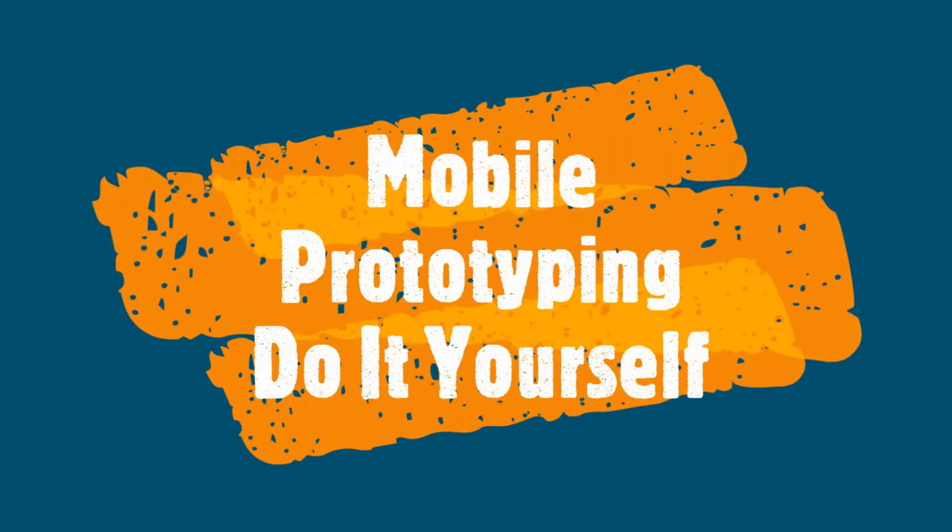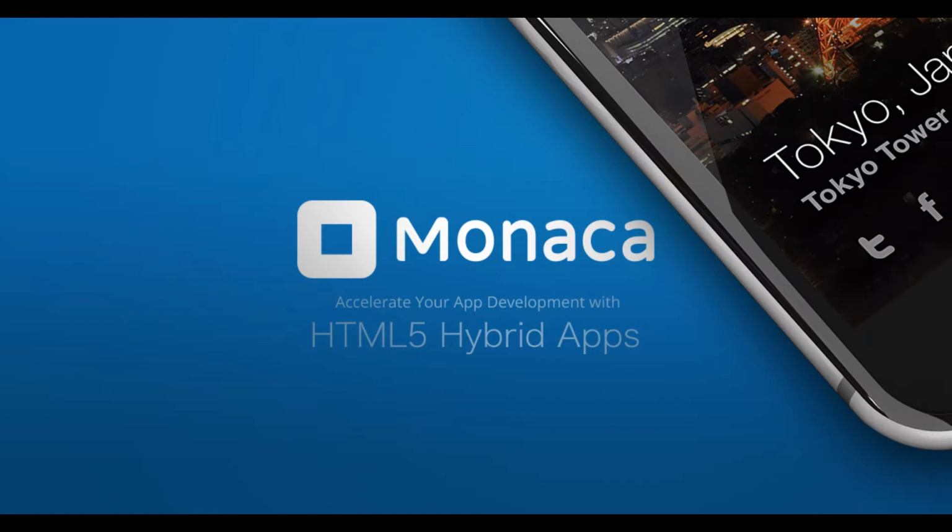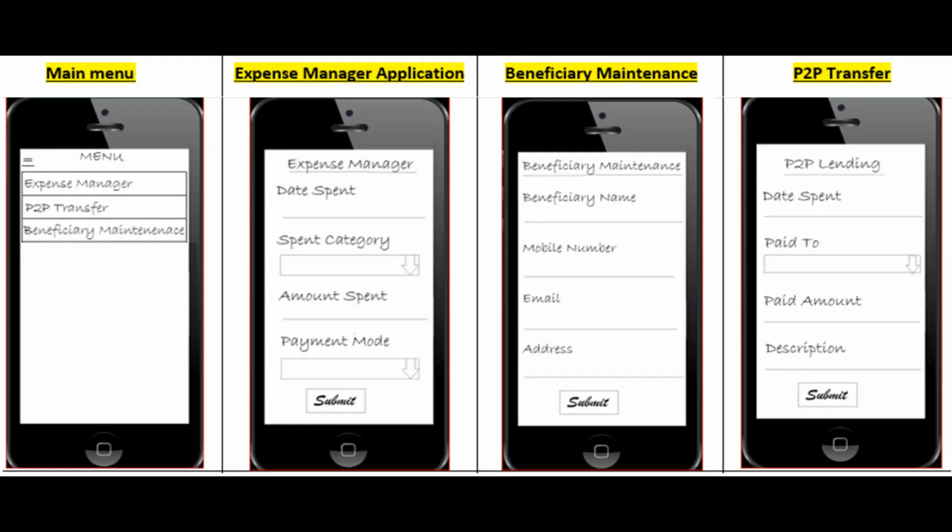In this mobile prototyping lab, you will be designing and developing a simple personal finance manager prototyping application using the Monaca tool. Monaca is a collection of software tools and services for building and deploying HTML5 mobile hybrid apps. Monaca is a handy tool for quickly converting your project to a native app.